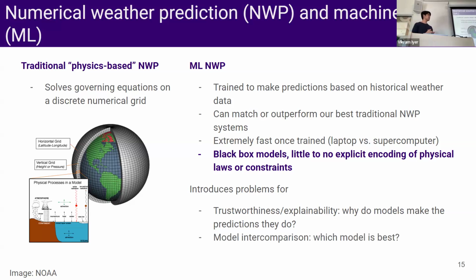There's also the matter of model intercomparison. There's lots of different models which are now outperforming our best traditional ones. How do I choose which one to use? Is there a reason why one might be better than the other?